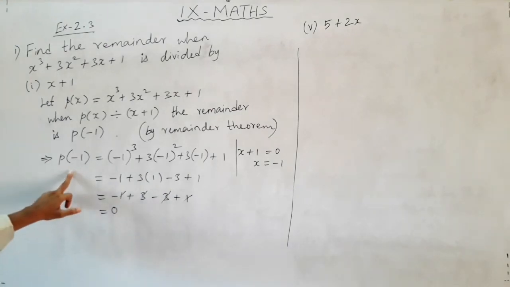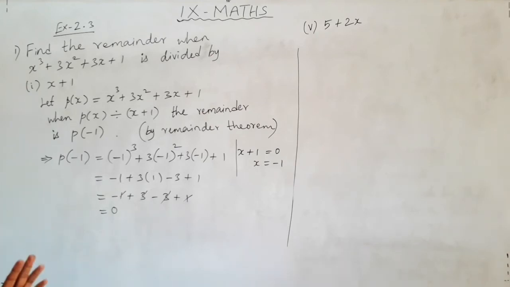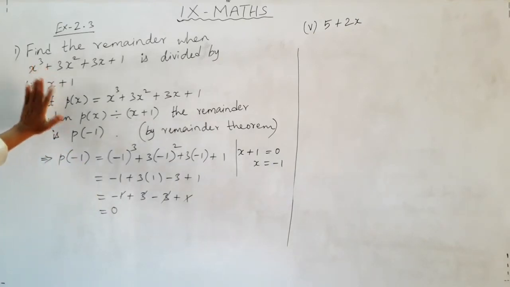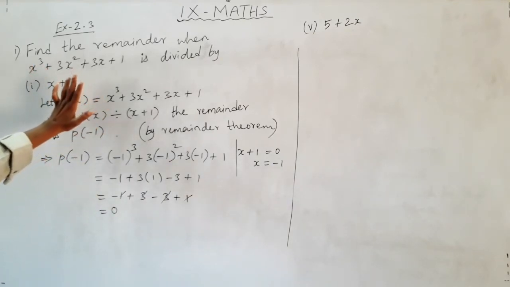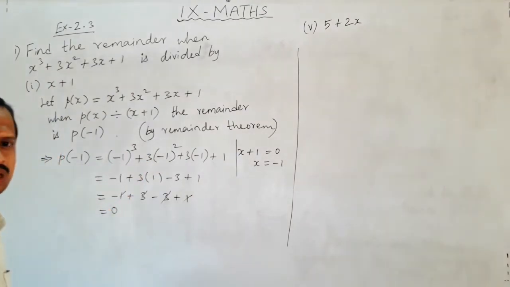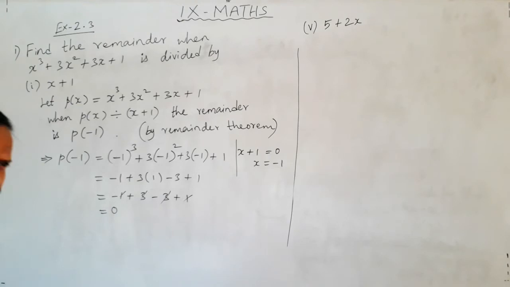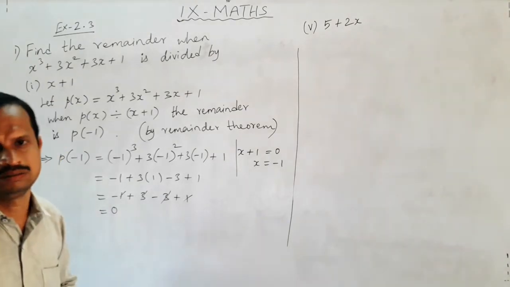So this is the remainder p of minus 1, and the value of the remainder is 0. Correct? So directly we have found the remainder of the given polynomial p of x when divided by x plus 1: the remainder is 0. If you do actual division also, you will get the remainder as 0. So the remainder theorem says we can find the remainder directly.